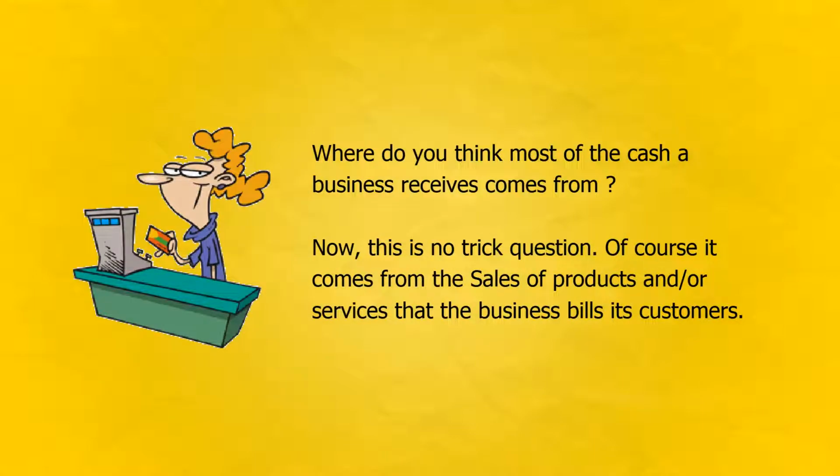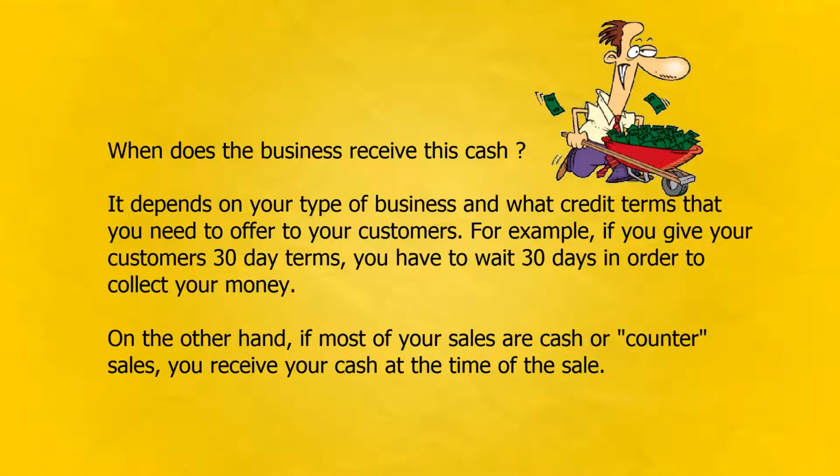Where do you think most of the cash a business receives comes from? Now, this is no trick question. Of course, it comes from the sales of products and/or services that the business bills its customers. When does the business receive this cash? It depends on your type of business and what credit terms that you need to offer to your customers. For example, if you give your customers 30-day terms, you have to wait 30 days in order to collect your money. On the other hand, if most of your sales are cash or counter sales, you receive your cash at the time of the sale.